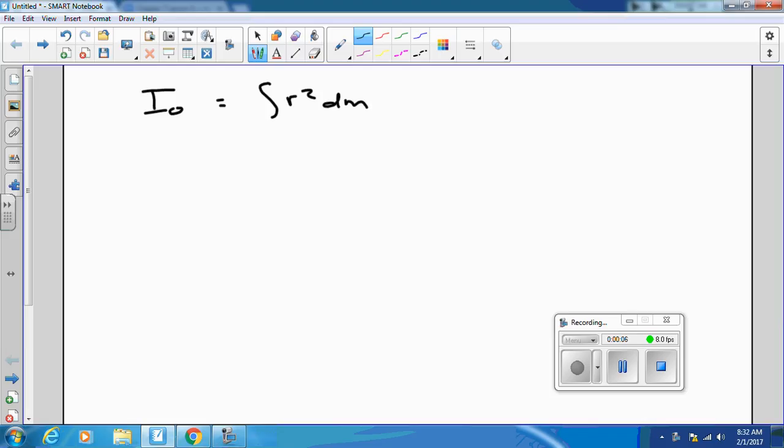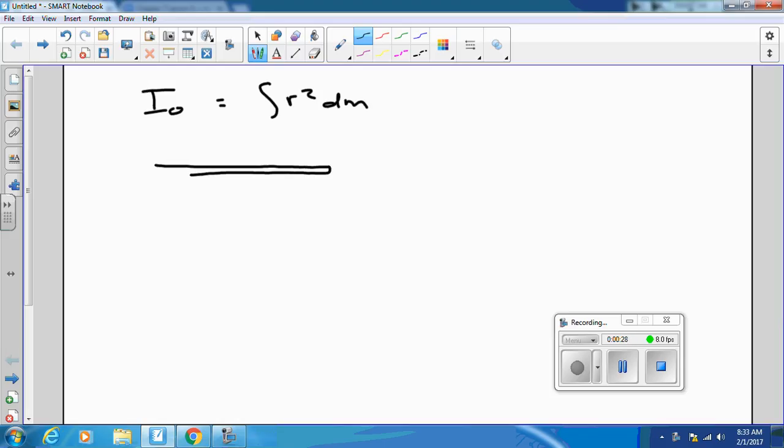So far it's a story of computing moments of inertia of extended objects by representing R and dm in terms of a variable x. And so we did various linear objects.